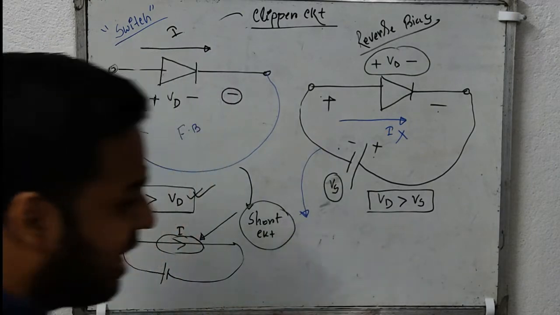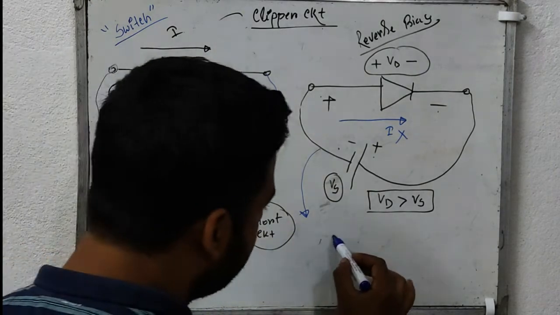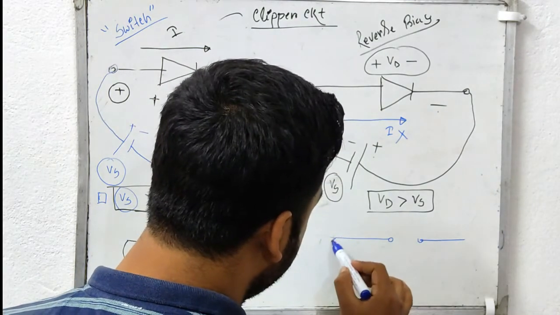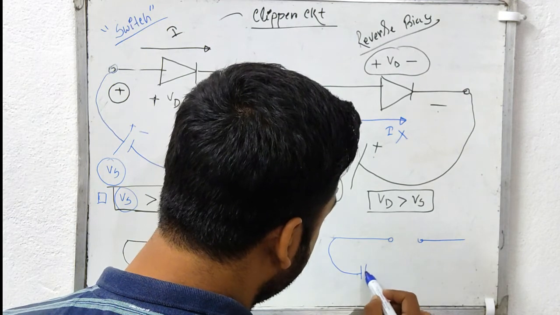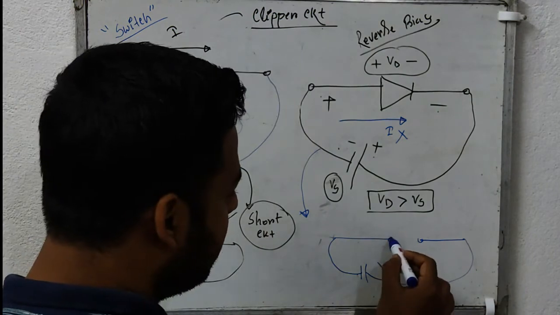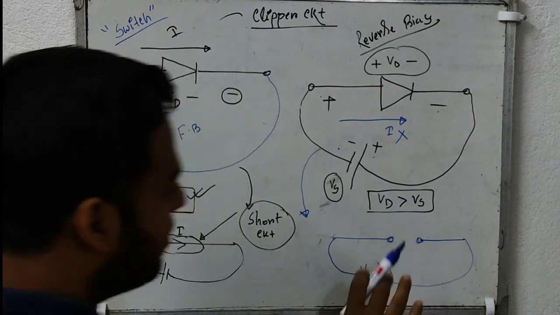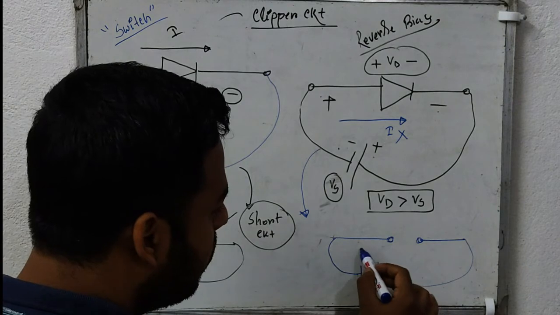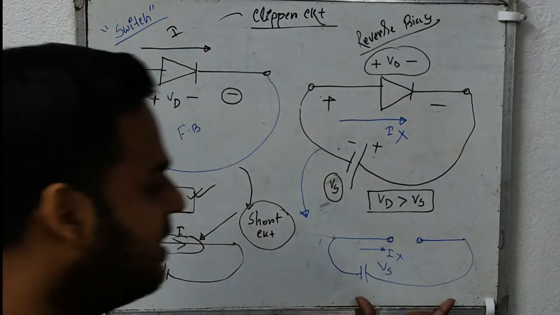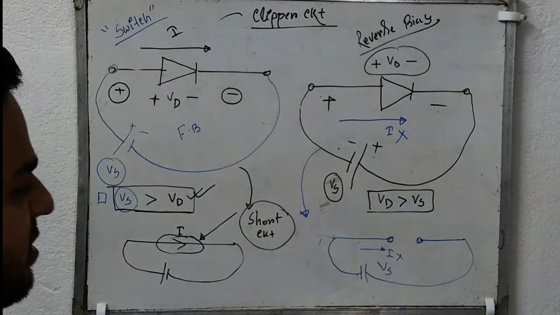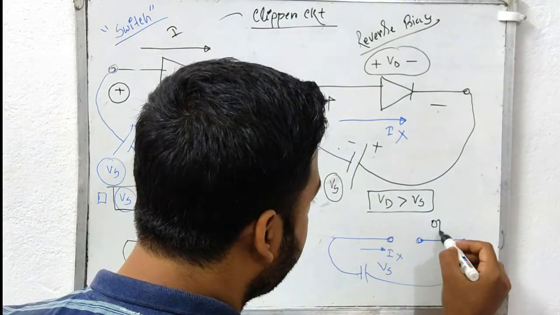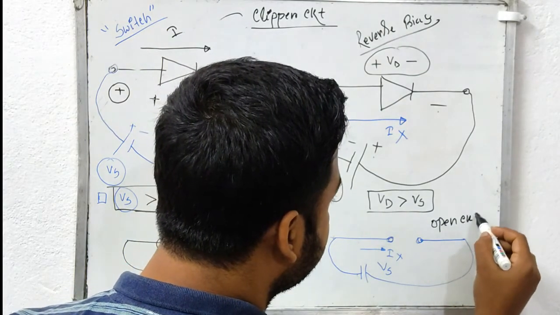If you draw the equivalent circuit, there will be a diode, as you can see, and this path is connected with a battery whose voltage is Vs. Here no current is flowing through the path, I is 0. That means this circuit is acting as an open circuit.